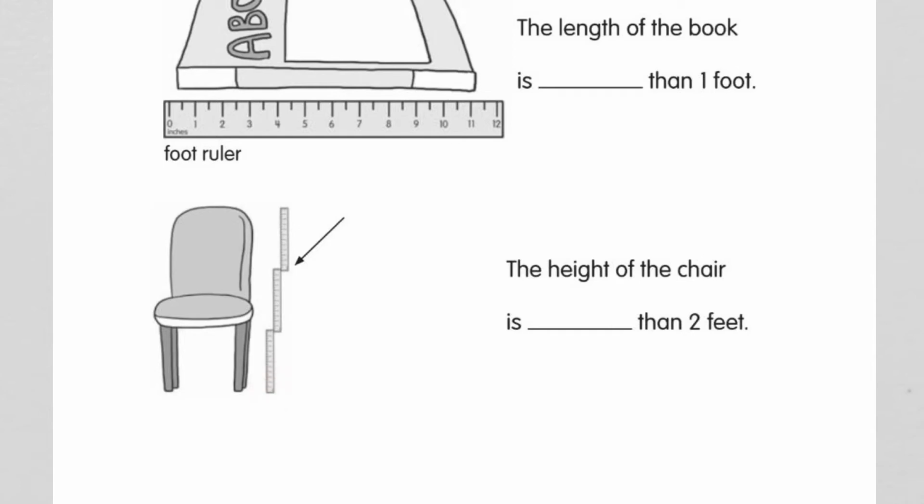So let's count how many rulers you see. So that would be 1 foot, 2 feet, 3 feet. So the height of the chair is blank than 2 feet. Is it more than 2 feet? Is it less than 2 feet? Say it out loud.